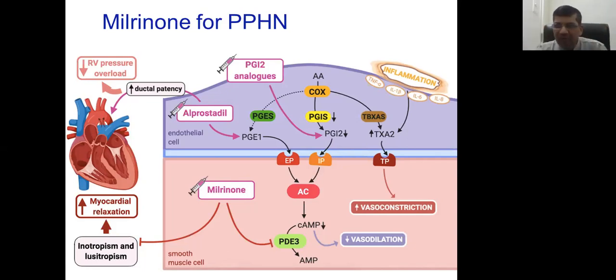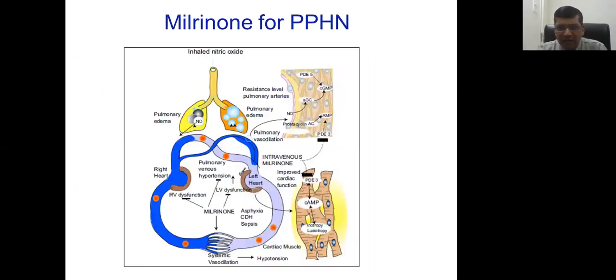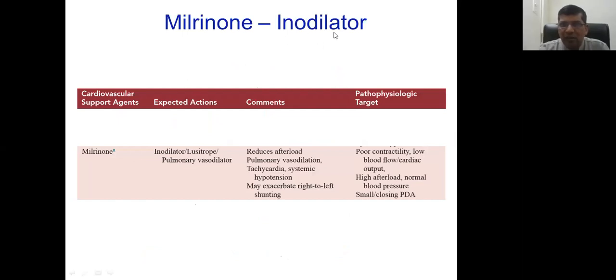But the problem with milrinone is, again, it has a systemic vasodilator effect also. So on one side we are talking about milrinone as improvement in RV function, improvement in LV function, improvement in pulmonary vasodilatation, but there is the issue of systemic vasodilatation also. So be careful. Like sildenafil, it has systemic vasodilatation, so milrinone with systemic vasodilatation, systemic hypotension. So just now I mentioned milrinone as an inodilator.